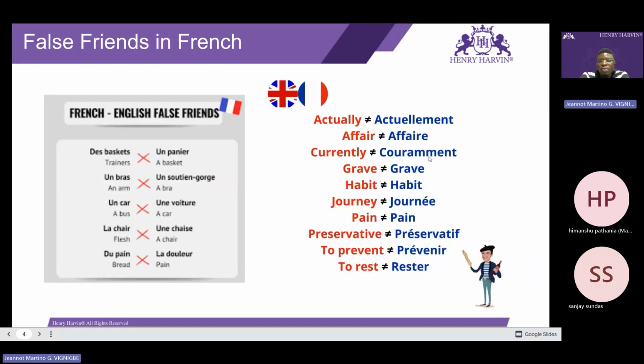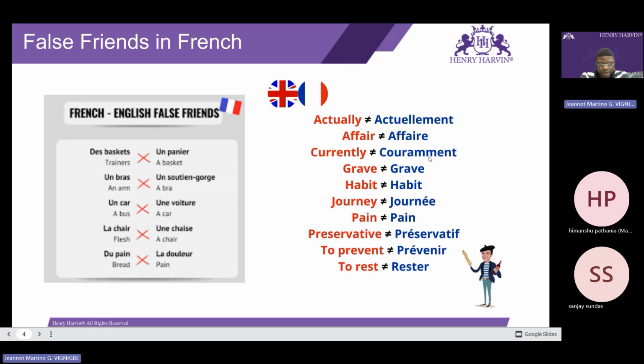Nous avons actuellement, affaire, couramment, grave, habit, journée, pain, préservatif, prévenir, rester. Donc, actually doesn't mean actuellement in French, and affair doesn't mean affaire. Currently, no. So that basically we have a bunch of some false friends here.